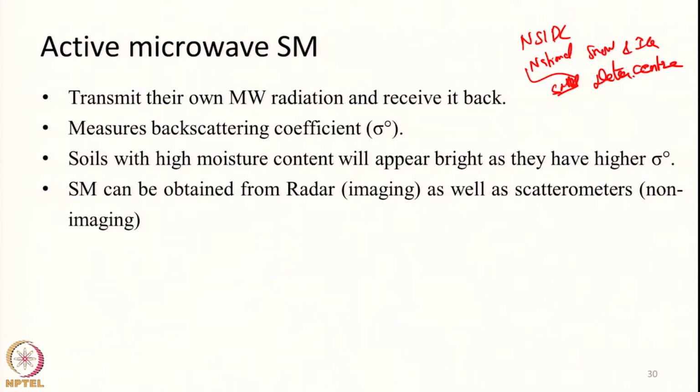But the problem with active microwave remote sensing is that, in comparison with passive microwave, it is highly influenced by surface roughness parameters and vegetation parameters. So, they have to be perfectly modeled or ground measurements have to be taken in order to retrieve soil moisture from active remote sensing.